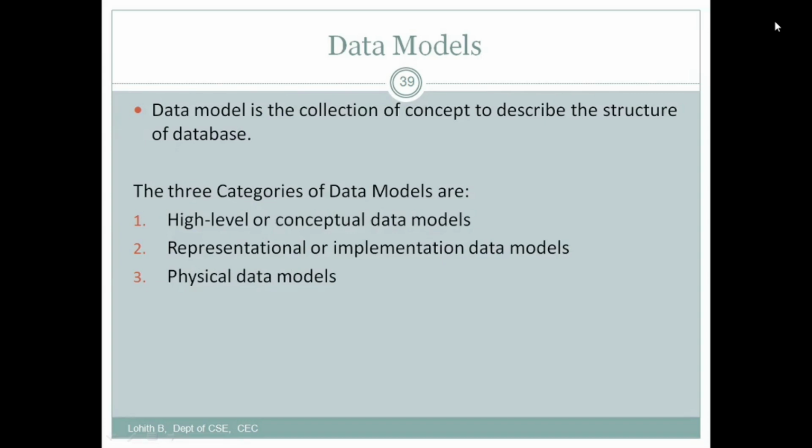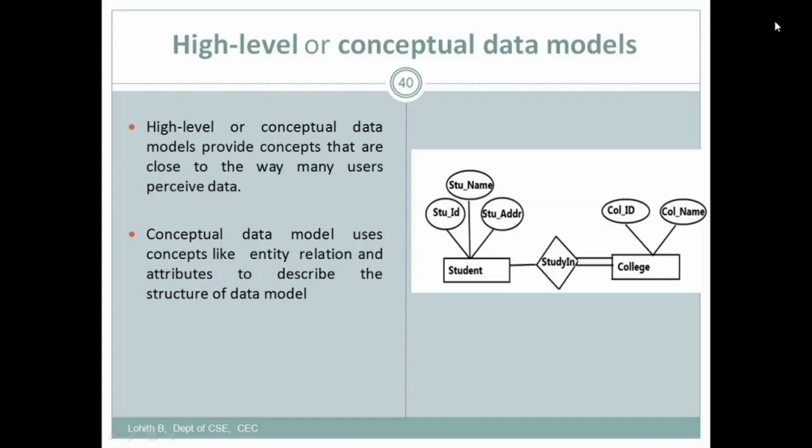The three categories of data models are the high level or conceptual data model, the representational or implementation data model, and the physical data model. Conceptual data model. This data model provides concepts that are close to the way many users perceive data. This model uses concepts like entity, relation and attribute to describe the structure of the data model.